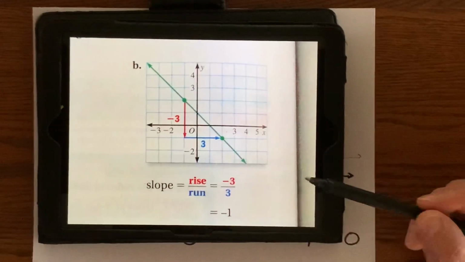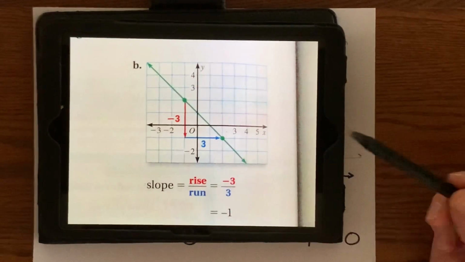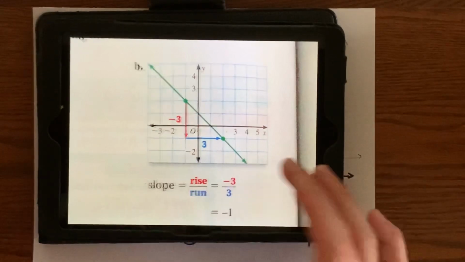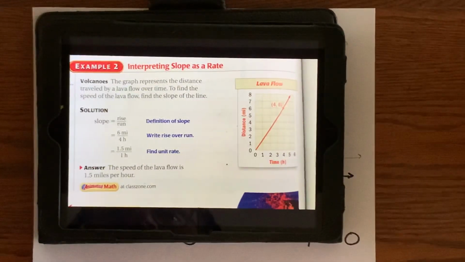And so -3 over 3 simplifies to equal -1. So when the graph of a line represents a real world situation, the slope of the line can often be interpreted as a rate. And so let's take a look at what that would be.